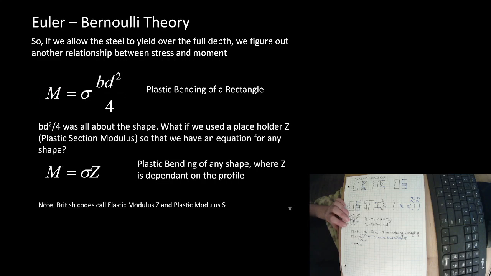Okay, so if we allowed the steel to yield over the full depth, we figure out another relationship between stress and moment. M equals stress times BD squared divided by 4 for plastic bending of a rectangle. Remember, this shape property Z is only for a rectangle. We could do it for other shapes if we wanted to. So why don't we just use a placeholder Z for our plastic section modulus so that we have an equation for any shape. M equals stress times Z. Now, just to completely mess with you, anybody using the British codes, they call the elastic modulus Z and the plastic modulus S. We have different codes with different terminologies for things. So don't worry about that. We're going to use S for elastic and Z for plastic, okay?